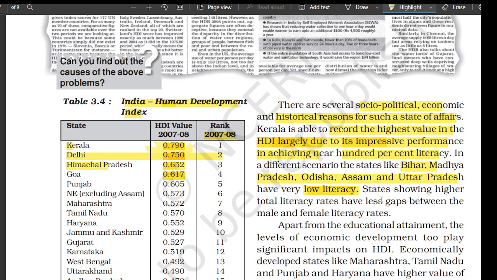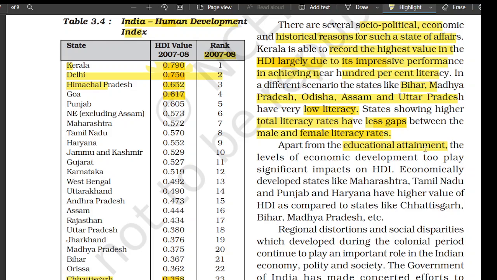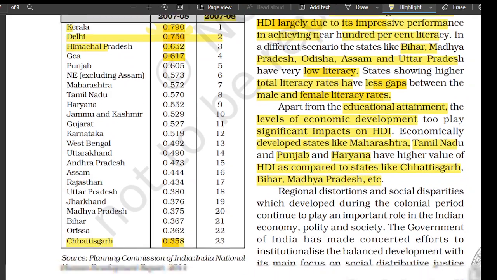literacy. States showing higher total literacy rates have less gaps between male and female literacy rates. Apart from the educational attainment, the levels of economic development too play significant impacts on HDI. Economically developed states like Maharashtra, Tamil Nadu, Punjab, and Haryana have higher value of HDI as compared to states like Chhattisgarh, Bihar, Madhya Pradesh, etc.